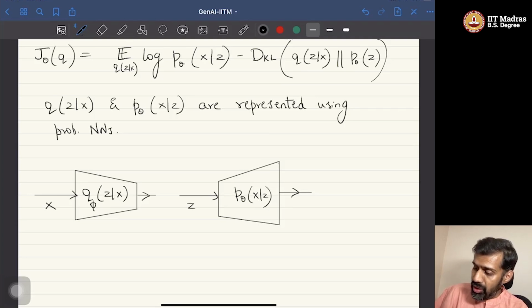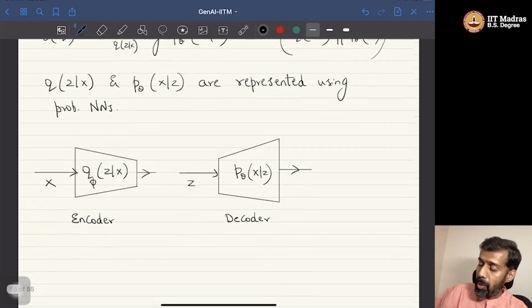Now this is the setup where this neural network, which represents the latent posterior, is called the encoder network, and the neural network that represents the conditional data likelihood is called the decoder network. We will discover why these are called the encoder and decoder network in a while. There are two neural networks, one representing the conditional data likelihood called the decoder, and another that represents the variational posterior called the encoder network.